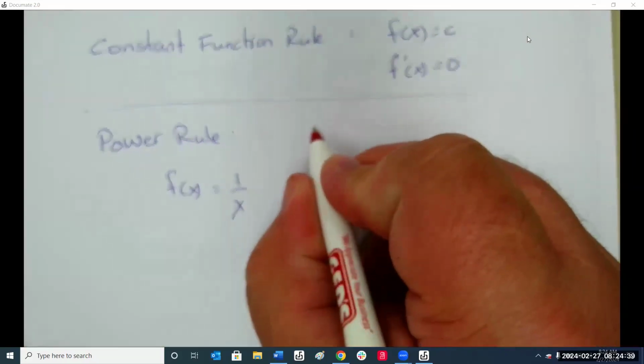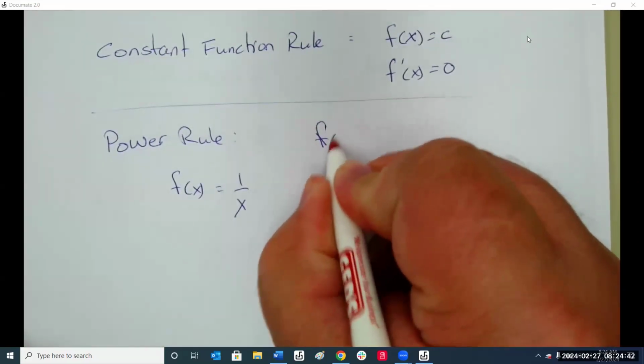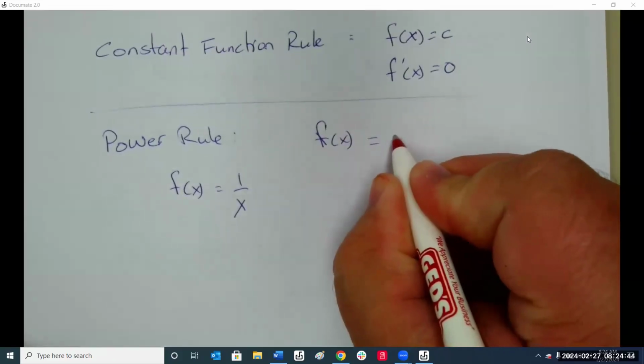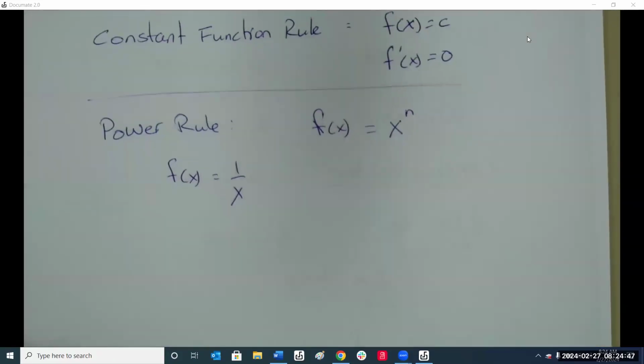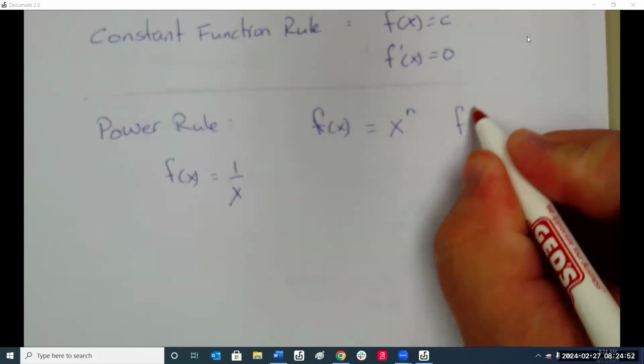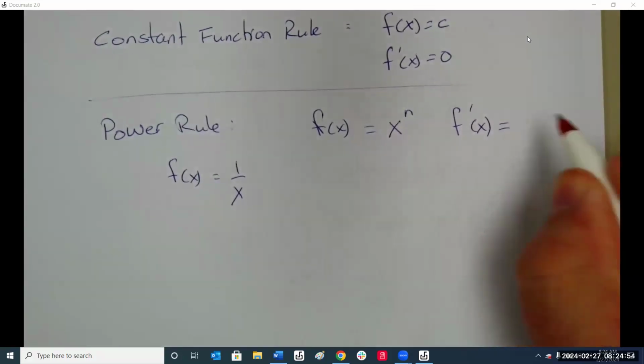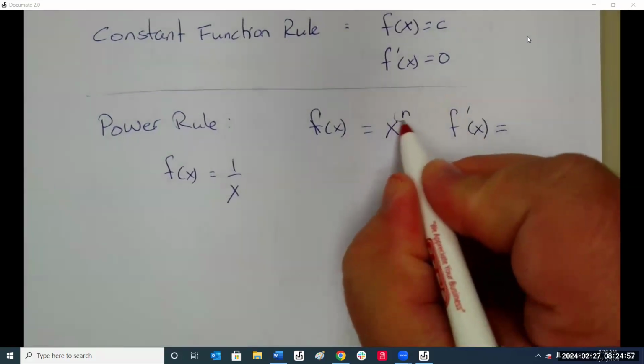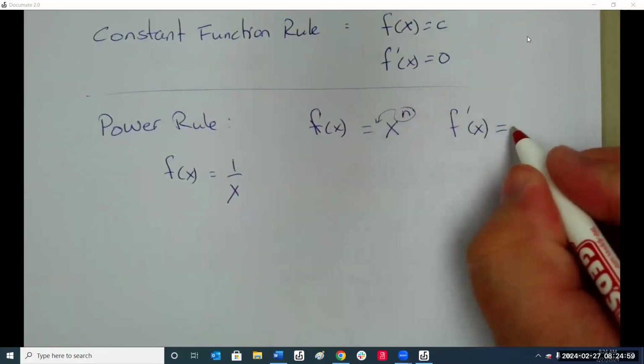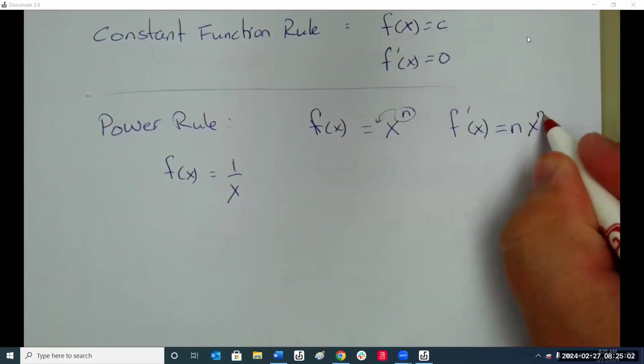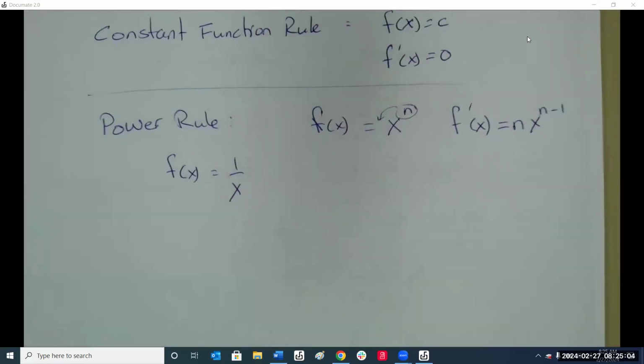The power rule says this. If you have a function, if f of x equals x to some power, the derivative of it is: bring the power down and subtract the power by 1. And that's your derivative.